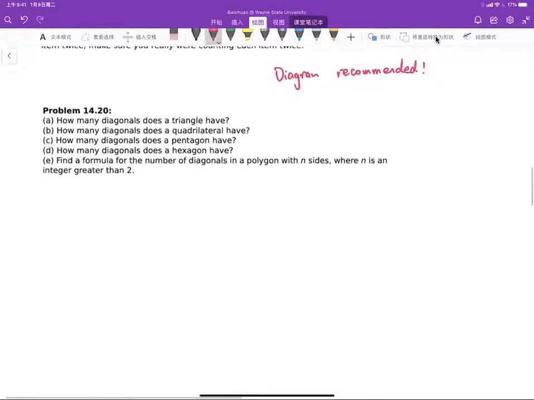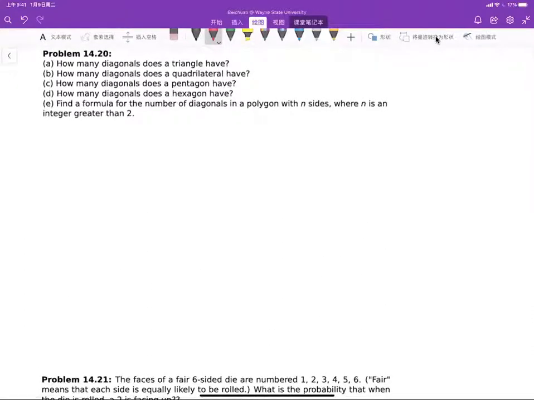All right, then let's look at problem 14.20. There are 5 questions; let's go through them one by one. Question A: how many diagonals does a triangle have? Because the 5 questions are geometrical, it's natural to have diagrams. If we look at a triangle, there's no way to have a diagonal, so the answer is 0.